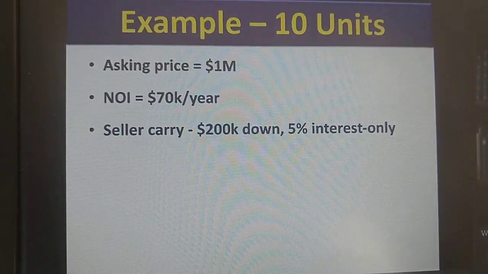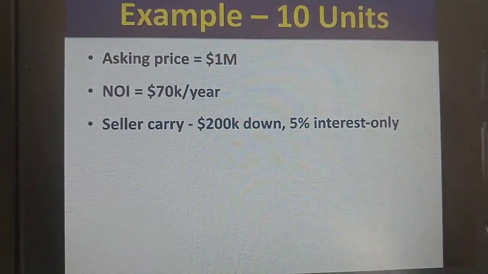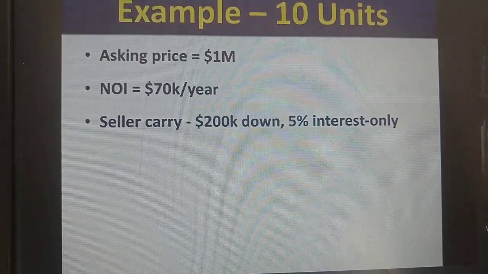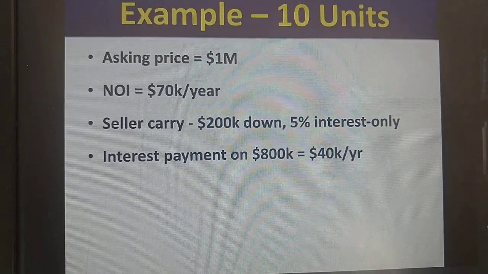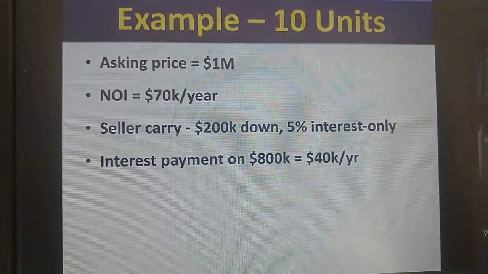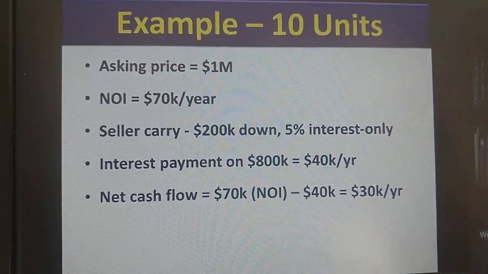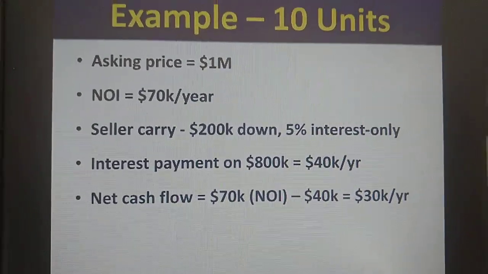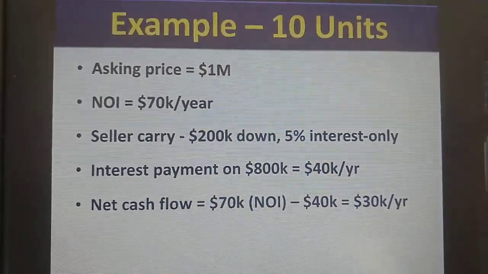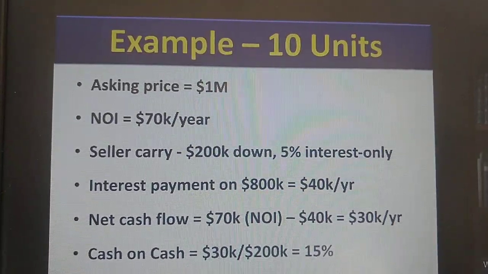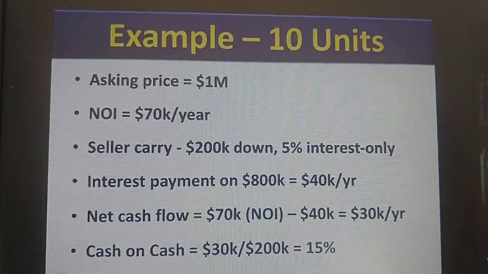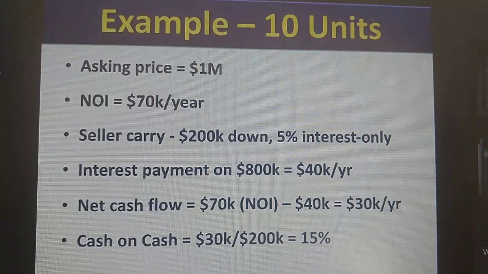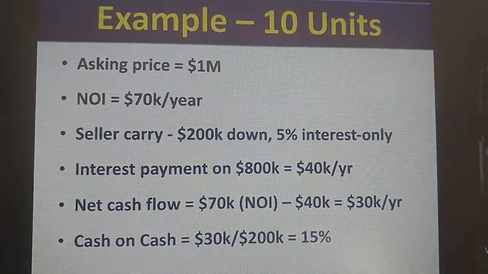Now, why did I do 5% interest-only payments? So the math is easy. Why do you think? So if he's carrying $800,000 at 5% interest only, it works out to a nice, clean $40,000 a year in payments. Therefore, the net cash flow is the $70,000 NOI minus the $40,000 interest payments, which gives you a net cash flow of $30,000 per year. The cash on cash, $30,000 a year in net cash flow divided by the down payment of $200,000, equals 0.15 or 15% cash on cash.